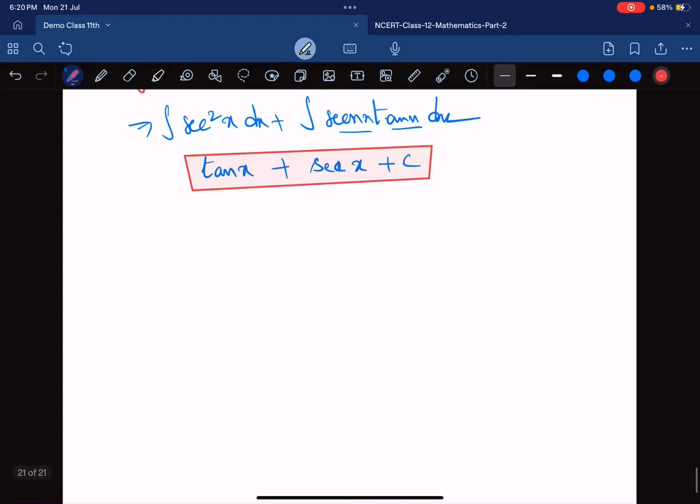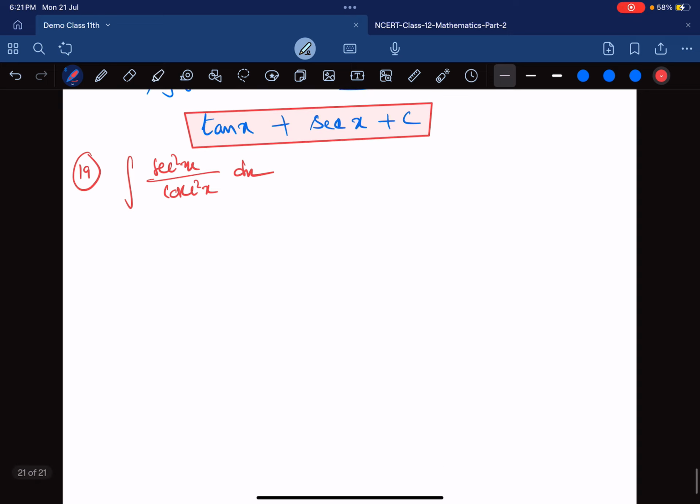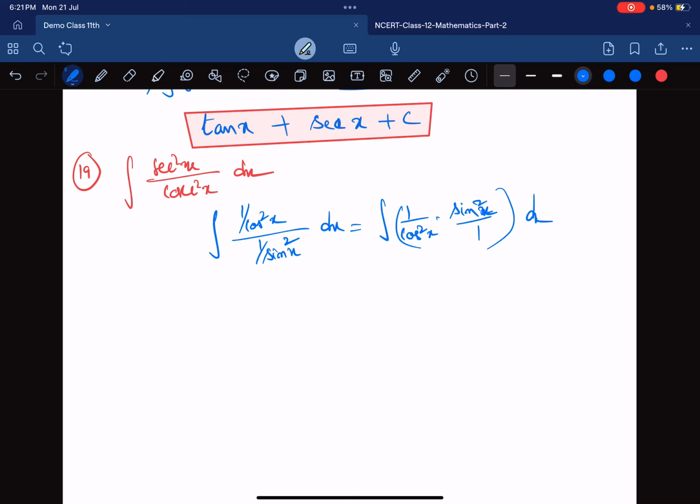Now the 19th problem is integration of secant square x by cosec square x dx. So better split this function in terms of sin and cos. Integration of 1 by cos square x by 1 by sin square x dx. So this will be 1 by cos square x into sin square x by 1. That is integration of tan square x dx.